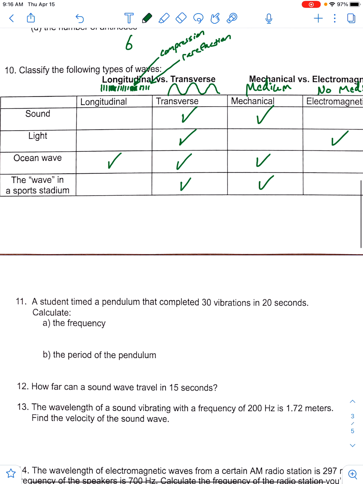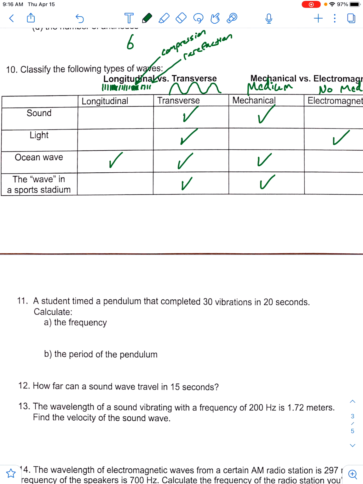Okay, so real quick, I'm going to talk about the EMR waves, so I want to make sure you know your EMR waves. This will help here in a second. So EMR just means electromagnetic radiation. These are the waves that do not need a medium. So no medium.